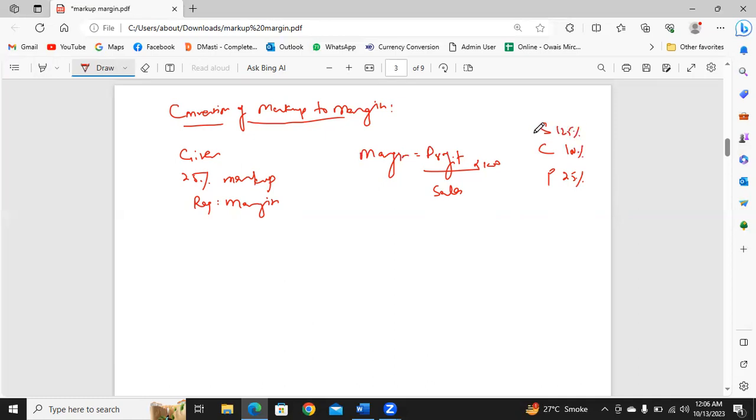Currently, in a markup, cost is 100%, profit is 25, and selling price is 125. Now we have to convert the markup into margin, so we take profit over sales. Profit is 25 and sales is 125, into 100. So 25 divided by 125 is 20% margin. So a 25% markup converts to a 20% margin.